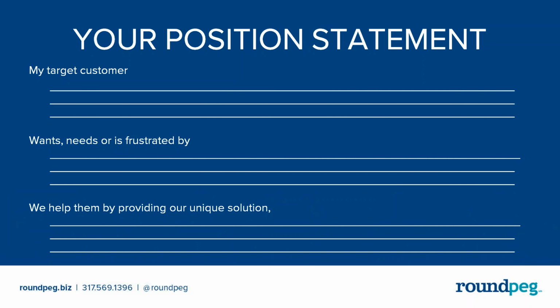And so you need to start writing. Who is your target customer? What do they want? And how do you help them? An example, and I'll give you ours. For Roundpeg, we like working with early stage companies, businesses with 2 to 100 employees in service industries, whether professional services, home services, or retail and restaurant.